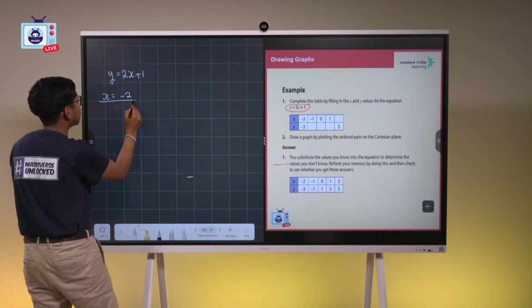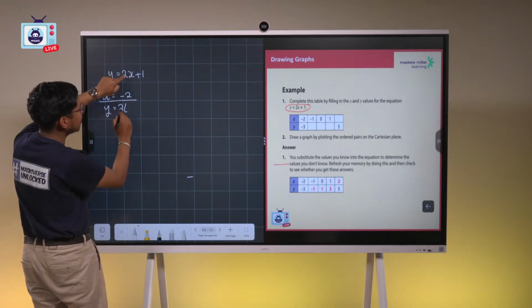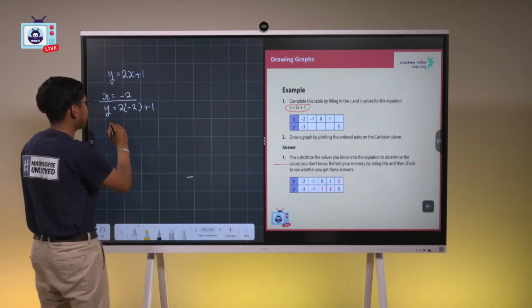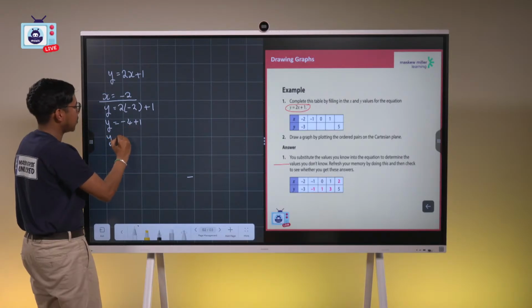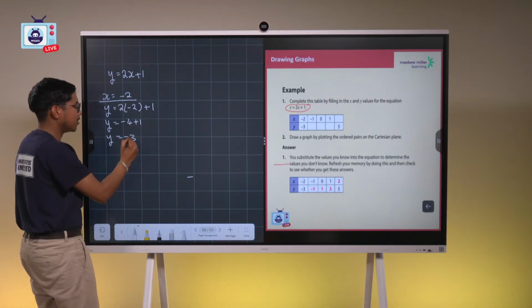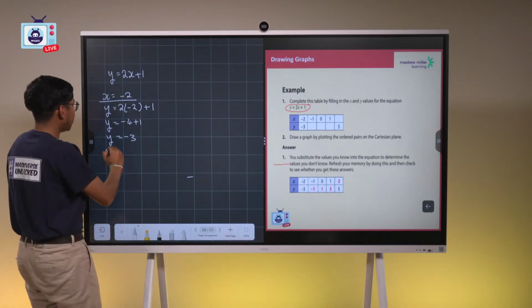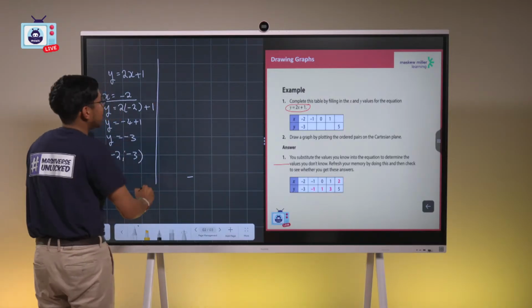So when x is negative 2, I'm going to say y, which I'm now looking for, is equal to 2. Remember, we're now substituting negative 2 in place of x. So I have negative 2 plus 1. So now I say y is equal to, what is 2 times negative 2? It is negative 4 plus 1, and y is therefore equal to negative 3. This is from integers, okay? And we can see here, my x value is negative 2, and my y value is what? Negative 3. All right, let's go to the next one.